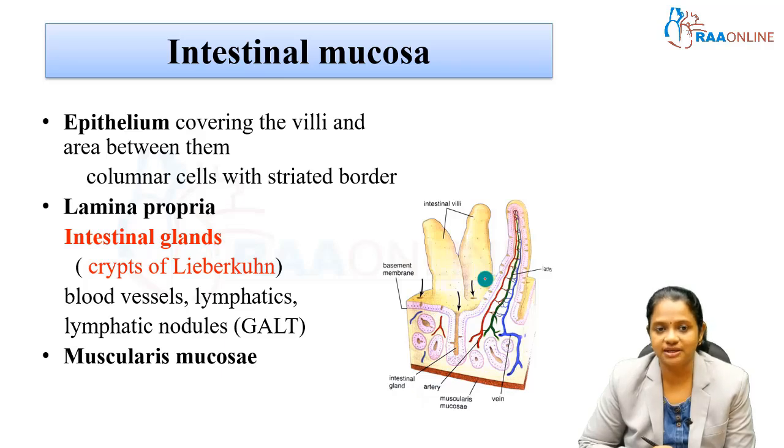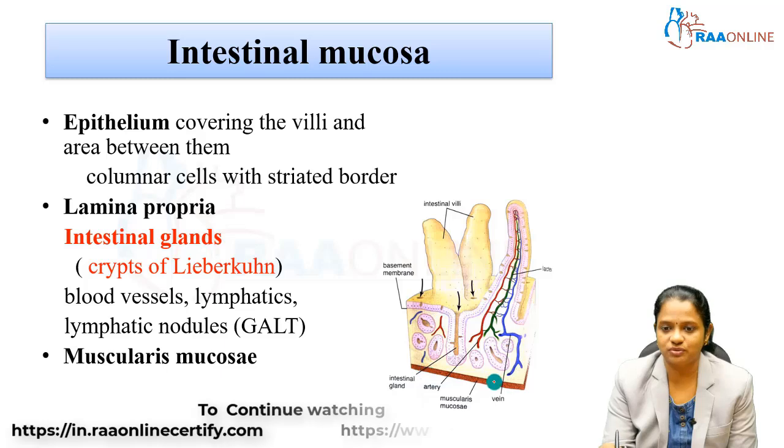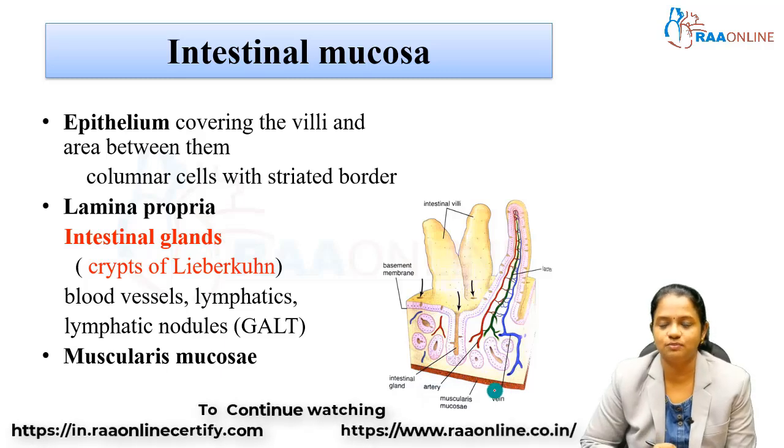The lamina propria is filled with intestinal glands, also called crypts of Lieberkühn, and has blood vessels, lymphatics and lymphatic nodules which are part of gut associated lymphatic tissue. And the third layer of the mucosa, the muscularis mucosa, consists of smooth muscle arranged in 2 layers, inner circular and outer longitudinal.